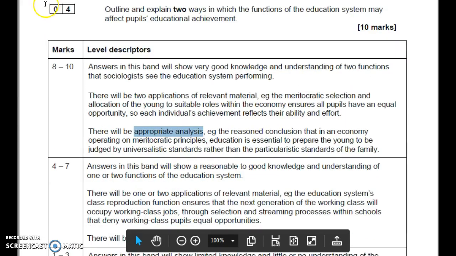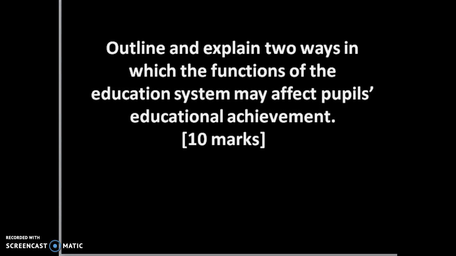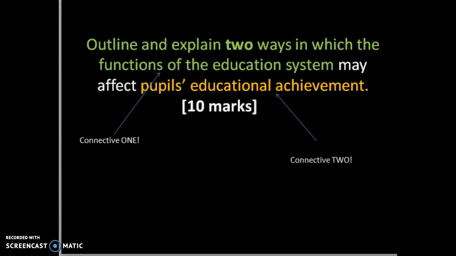Now we'll have a look at the question. Just a reminder, this is the question you're looking at. What I asked my students to do is break the question into two parts. You are looking for two connectives, and this is what the examiner refers to. Connective number 1 is the functions of the education system, and connective number 2 is the pupils' educational achievement.